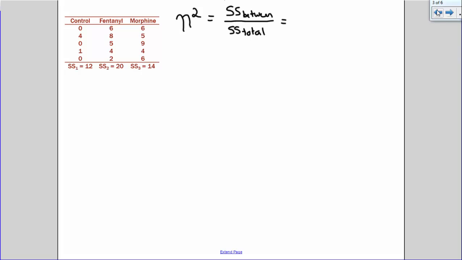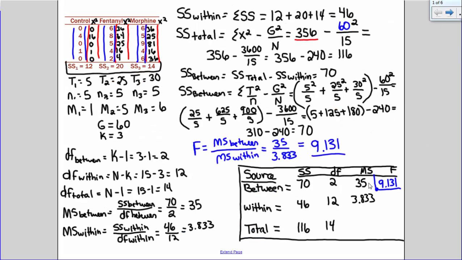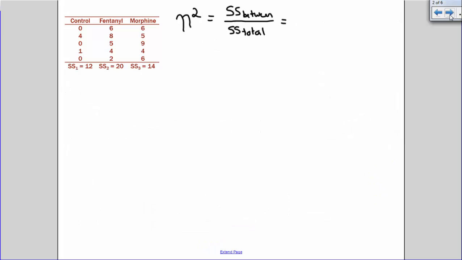And if we go back to our source tables are beautiful. We can find our values quite quickly. We're saying 70 divided by 116. And we have 0.603. And this would be a very large effect. It exceeds 0.25.